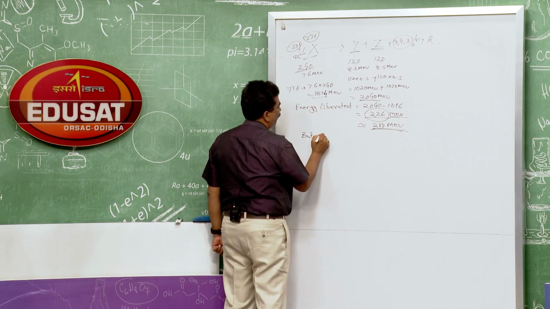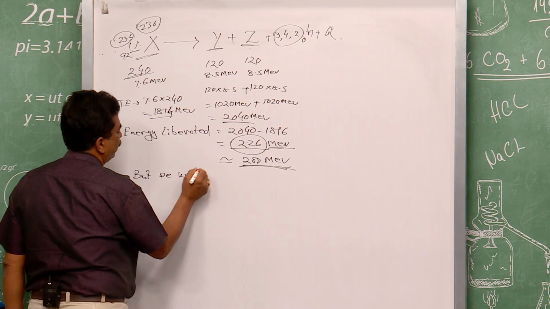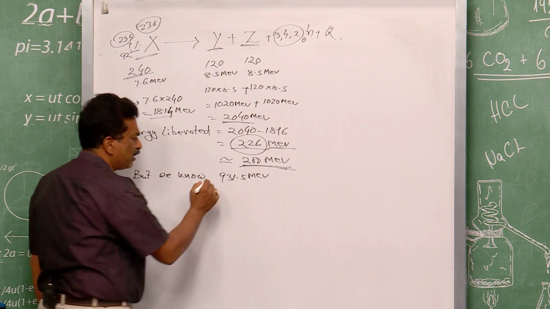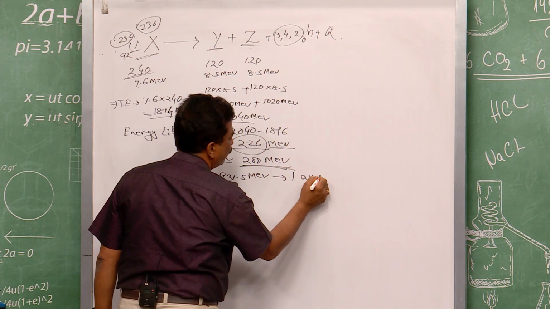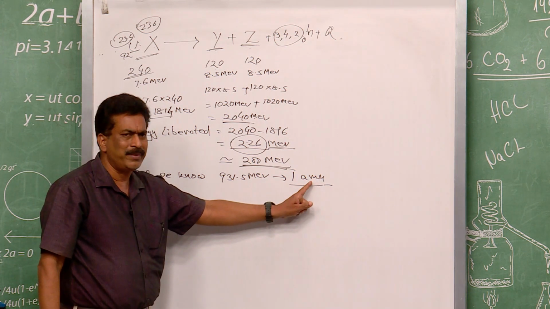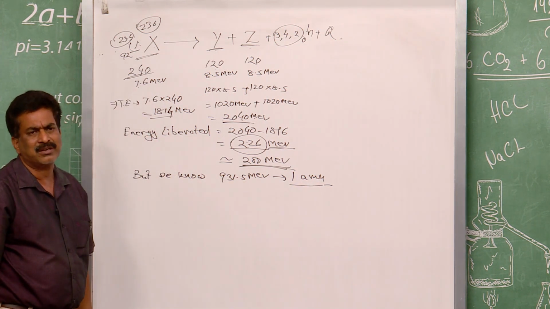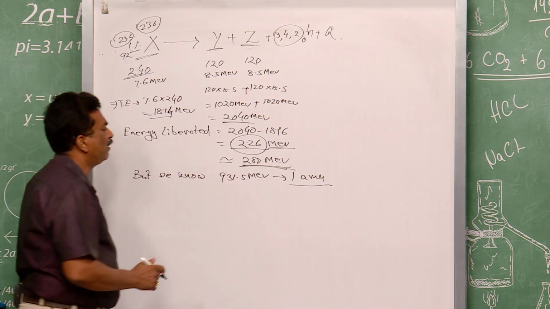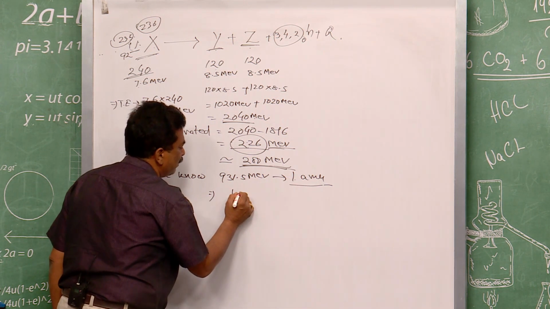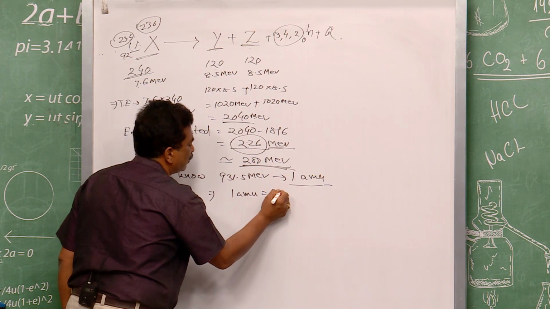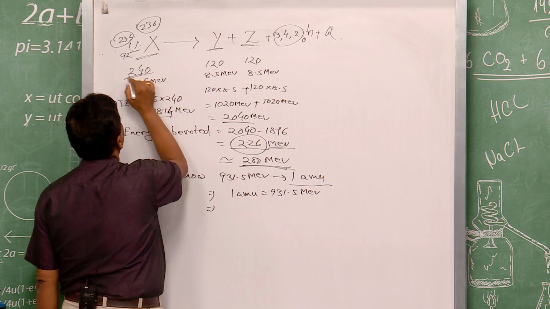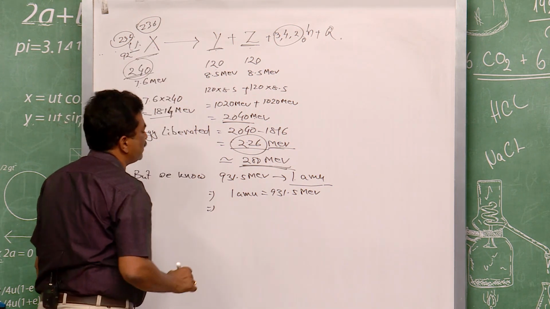And we know that 931.5 MeV energy comes from 1 AMU, meaning atomic mass unit. From 1 atomic mass unit the energy liberated is 931.5 MeV, that we have done probably in nuclei 5. So 1 AMU is equal to 931.5 MeV. So how much AMU is there here? That is 236.